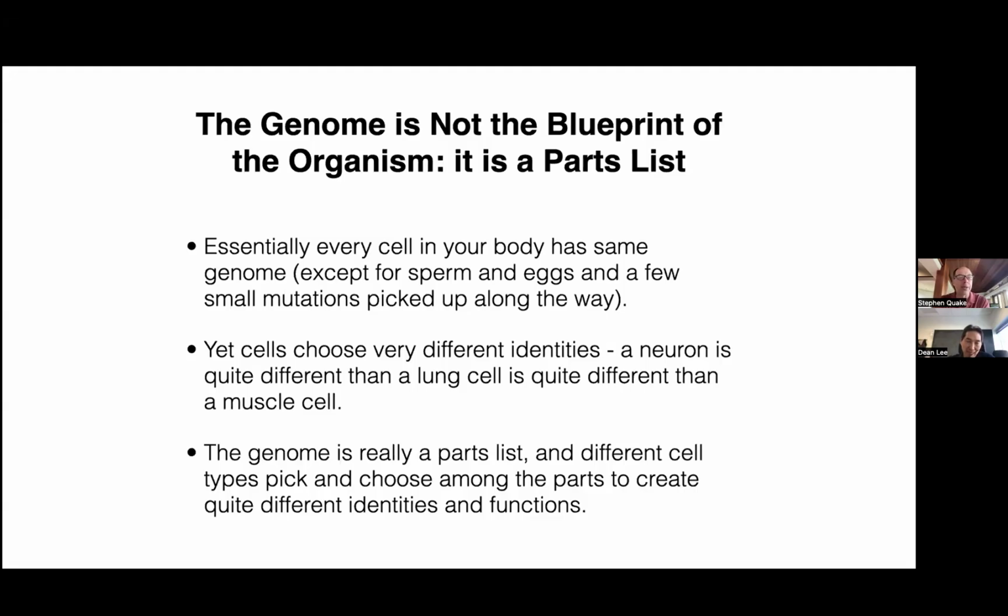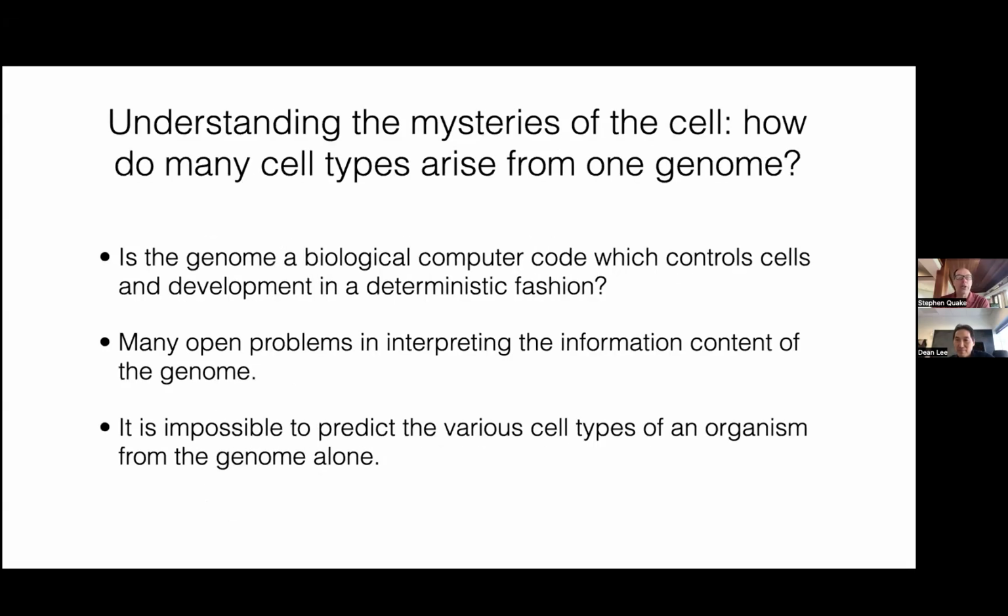The way to think about this, maybe a better metaphor, is that the genome is a parts list, and different cell types will pick and choose among the parts to create very different identities and functions. So knowing the genome doesn't tell you everything, and it's not a clear blueprint, but it's a series of parts. And it's a very interesting open question in the field, and one of the mysteries of the cell, why I chose the title of this lecture: how do many different cell types arise from one genome? And how should you think about that?